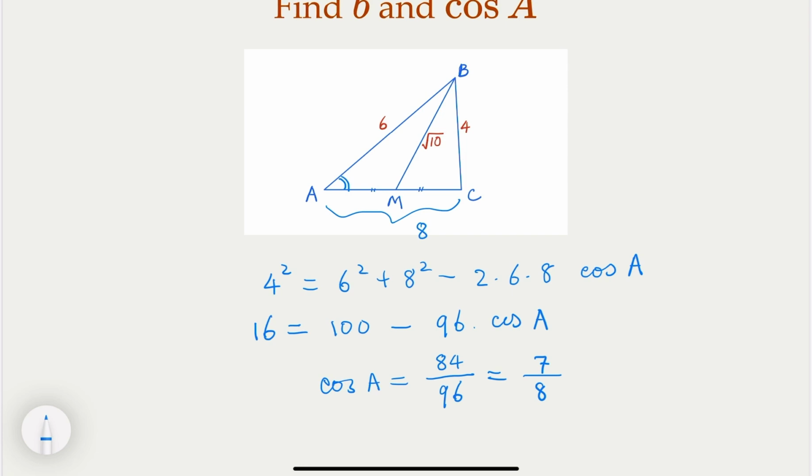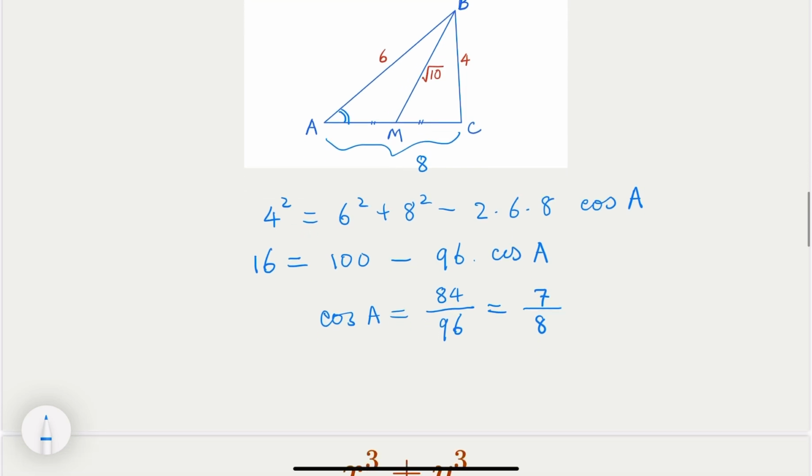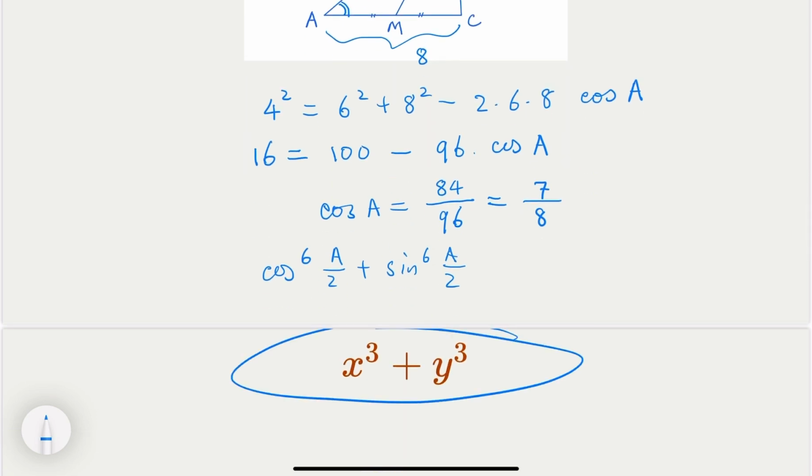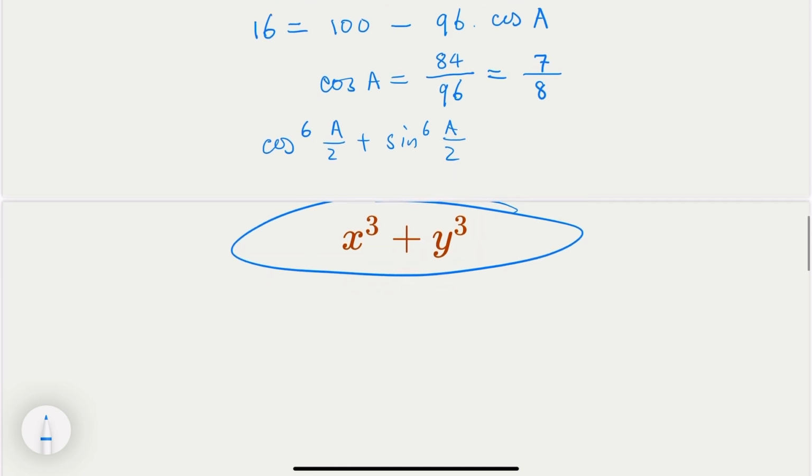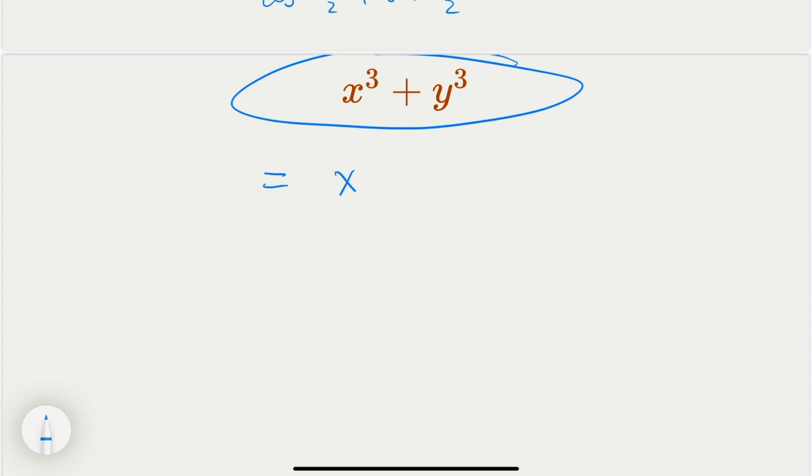However, what we need to find is, remember, sine to the 6th power of half A plus cosine to the 6th power of half A. So it's good to know the half angle formula. We're going to figure out maybe what is sine squared of half A, but then we need the 6th power. So it's good to review how to factor x cubed plus y cubed. This is actually equal to x plus y times x squared minus xy plus y squared.